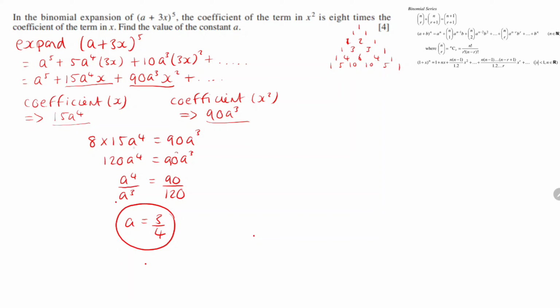So 8 times by 15a to the power of 4 equals 90a to the power of 3. Then you have to just solve this equation, bring the 120 into the 90, a to the power of 3 into the 4, which gives you a is equal to 3/4.